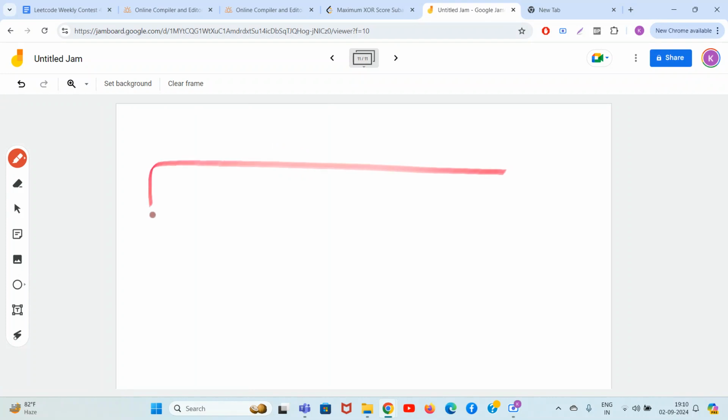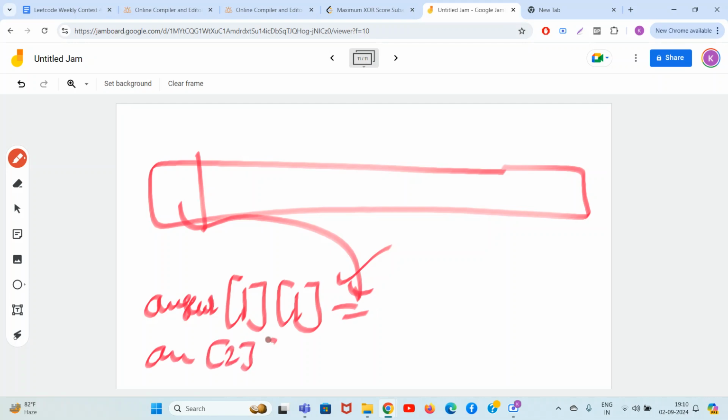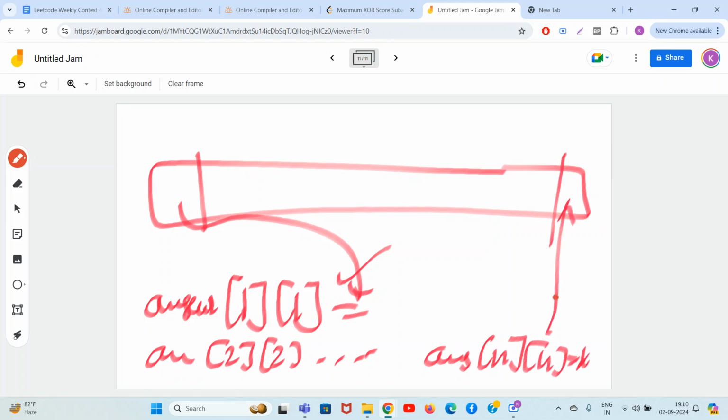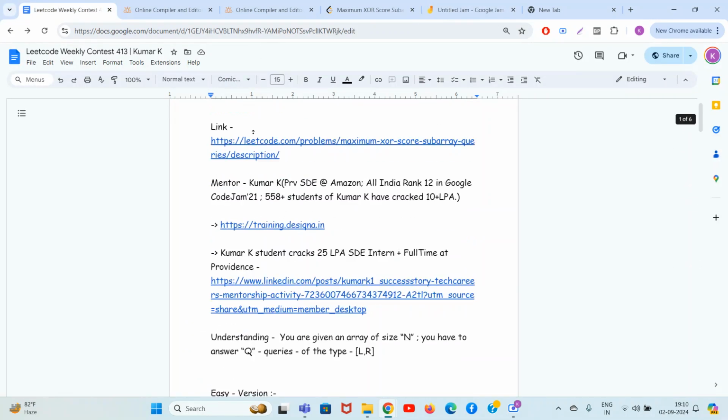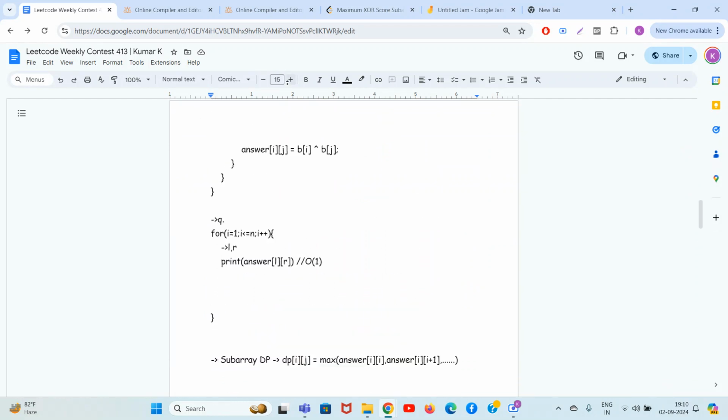First, this is your array. I will calculate the answer for all the one length subarrays. Answer 1 of 1, which is nothing but the first number only. Then answer 2 of 2. Like this, I will calculate till answer of n, which is nothing but the last number b of n. So first I will calculate all the one length subarrays. That will be the best for our case.